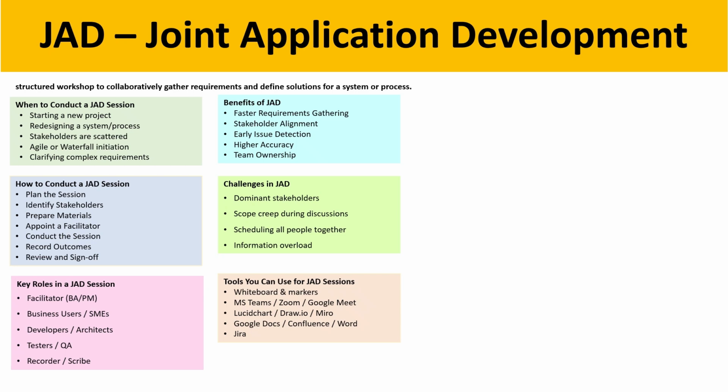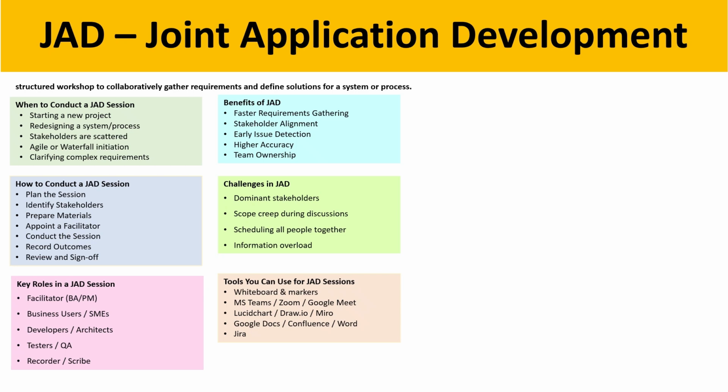Now, during this JAD session, you can use several tools. You can use a whiteboard to write some points, so that your participants stay focused and understand that we have covered these points. You can use draw.io to draw live diagrams. You can use Jira to convert outputs to user stories. You can use Google Docs, Confluence, or Word for note taking.